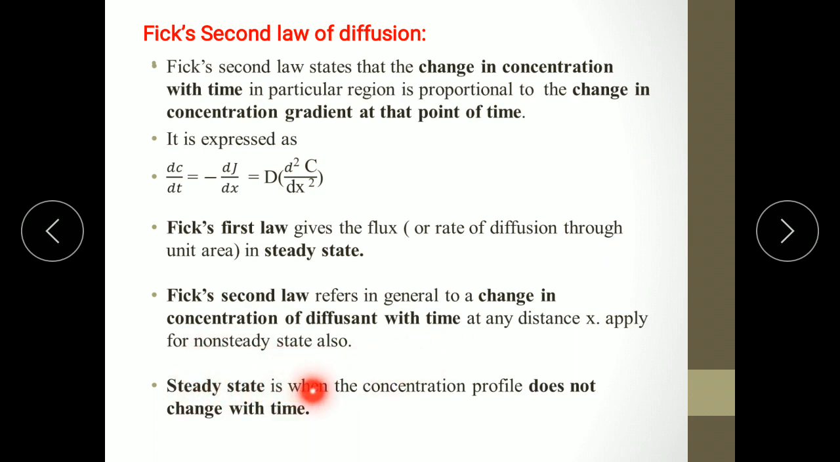Steady state means when the concentration profile does not change with the time. Here concentration profile changes with the time, so it is applied for the non-steady state. Whereas in Fick's first law we have seen that concentration is not dependent on the concentration profile changing with the time.